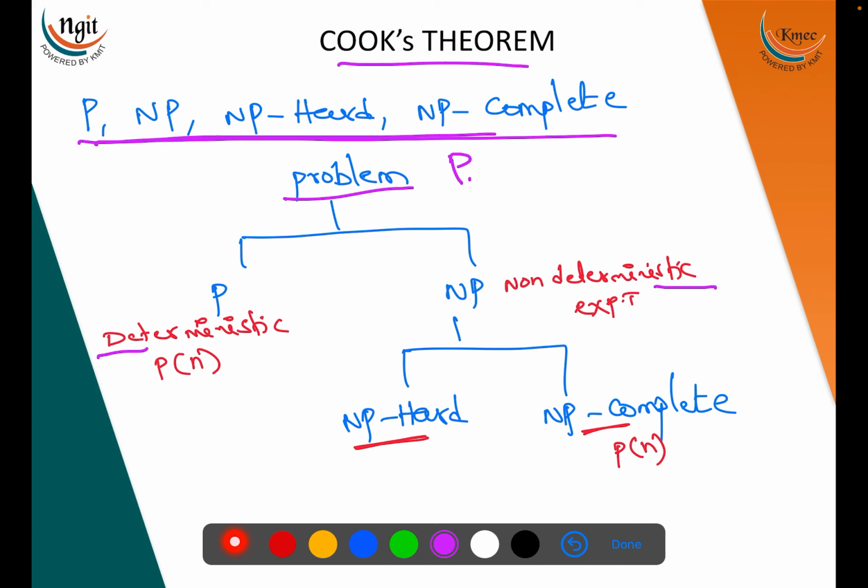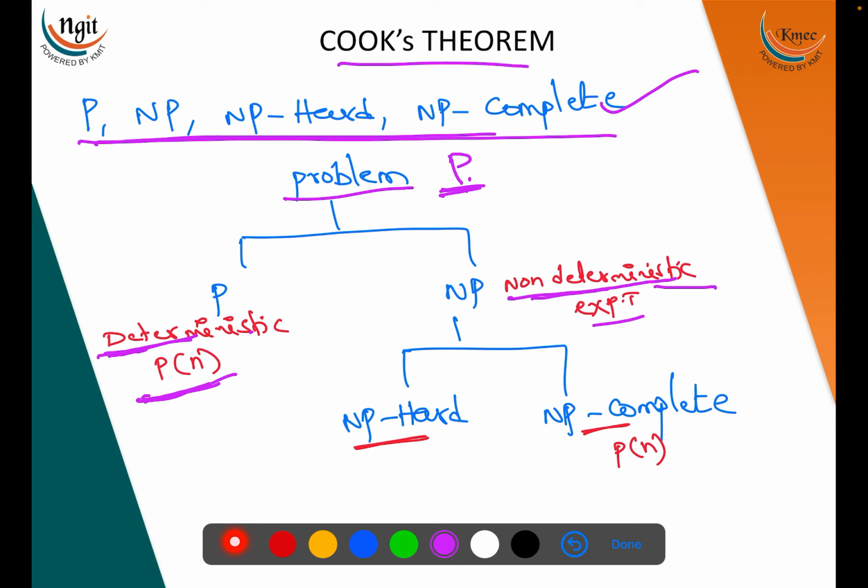A problem is said to be a deterministic problem if, while it is executing, it takes polynomial time computing, that is, the computation time of P is polynomial time. Then we say it is a deterministic problem with polynomial time. Or the problem P is non-deterministic with exponential time. We clearly explained the words deterministic and non-deterministic in the previous video on this topic.